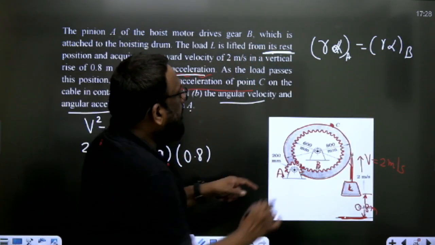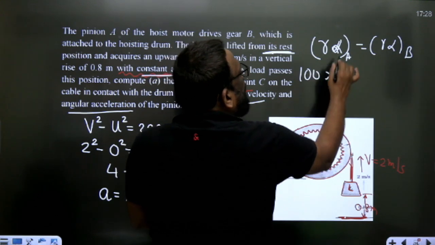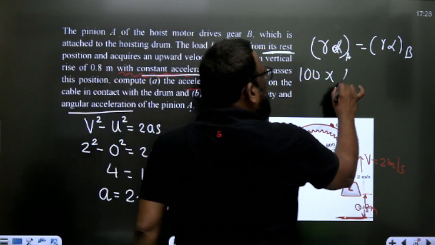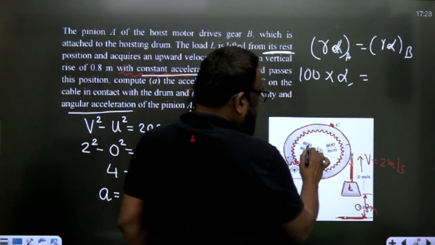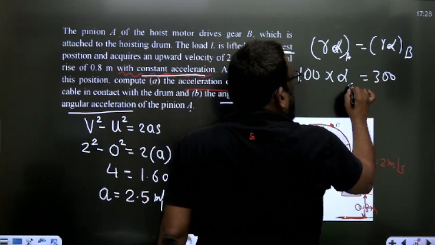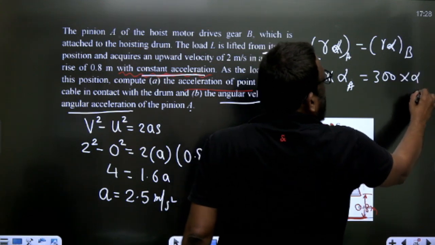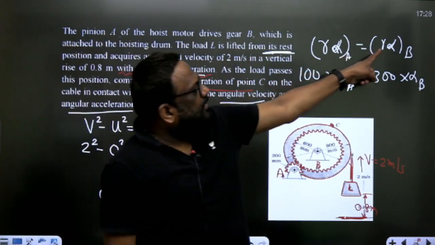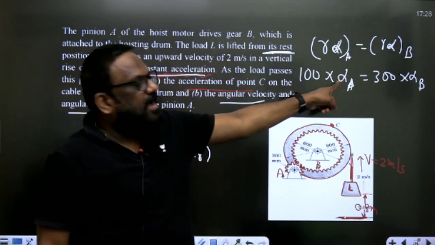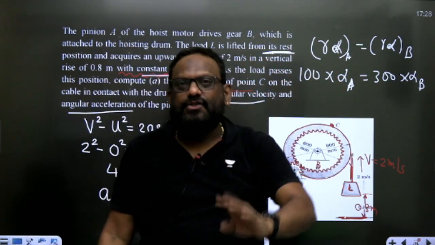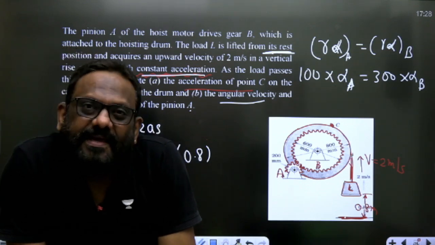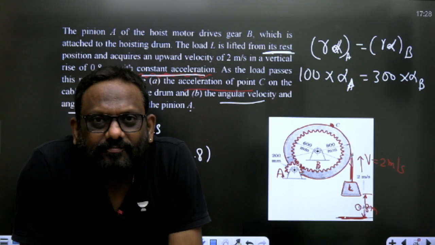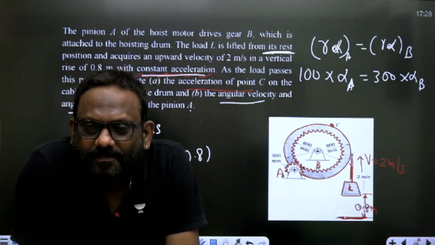What is the radius of A? 100. What is alpha of A? I don't know. What is the radius of B? It is 300. Okay, and alpha of B, sir. Previously omega of B was known, so we calculated omega of A. Here alpha of A is not known. How will we calculate it? Tell me, sir. Give a hint.